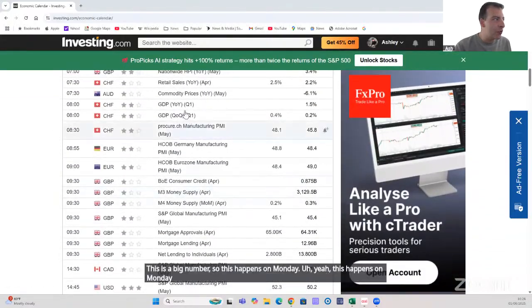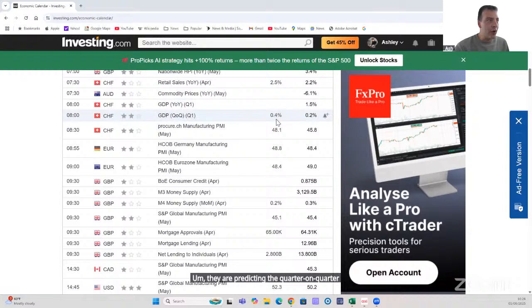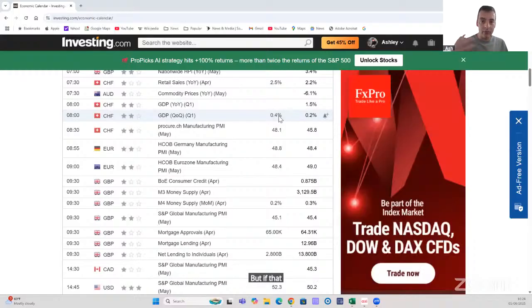So as soon as we start the week, we're looking for growth metrics. So we know what GDP is. It's gross domestic product, and it's a measurement of strength for a country. They are predicting the quarter-on-quarter GDP to grow by 0.4%. So because we'd want to be buyers, we'd want to see that at least in line. But if that did actually come out positively, then we could just jump on the trade.